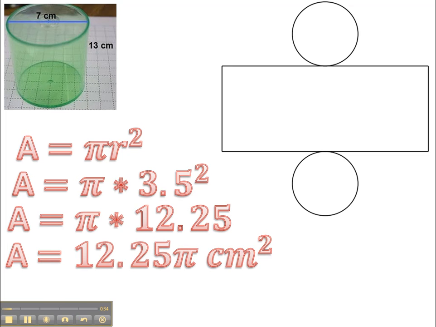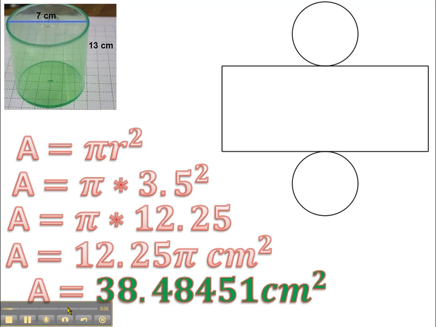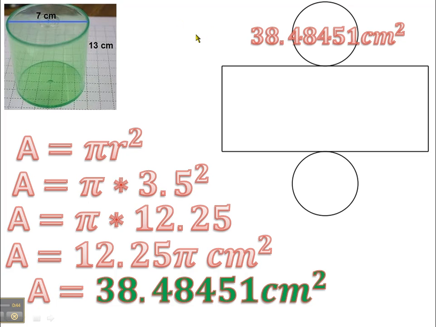This is in terms of pi, but when we actually multiply 12.25 times pi, we get 38.48451 square centimeters. Now that's the area of just one of the circles. But this circle is exactly the same, so really not much work here. If we want them together, we could just multiply this by 2, or if we're labeling it, they're going to be exactly the same. Now we want this rectangular piece, which is going to be a bit more work.